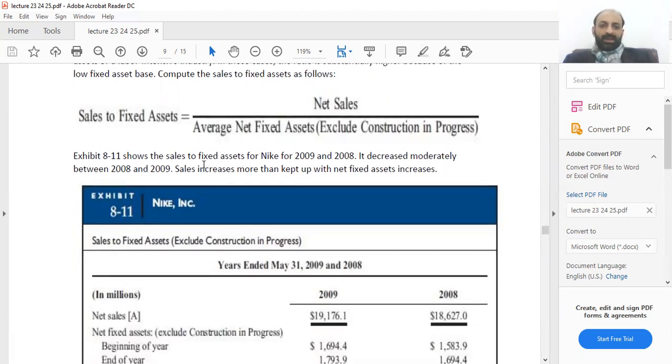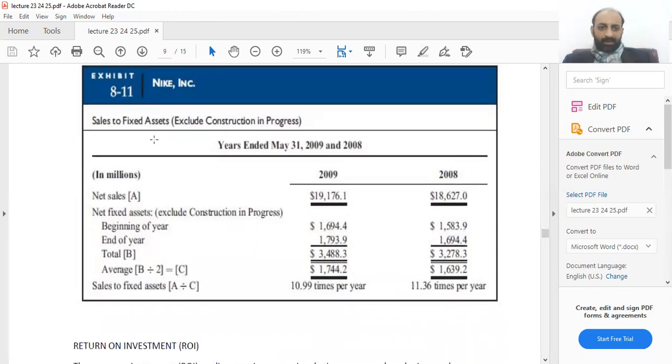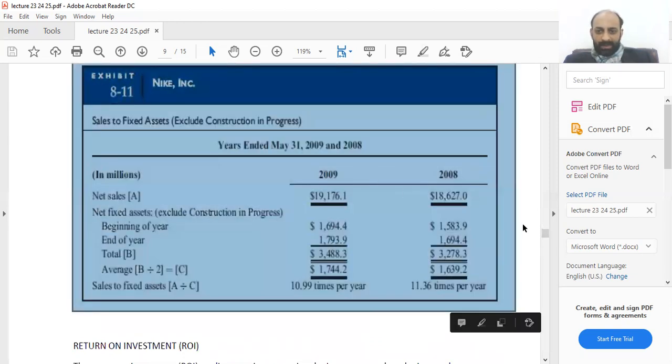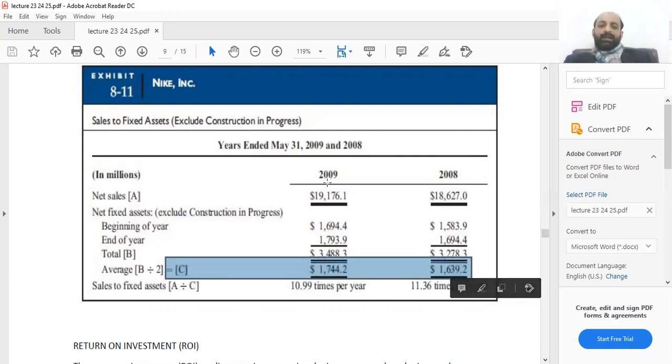Exhibit 811 shows the sales to fixed assets for Nike for 2009 and 2008. It decreased moderately between 2008 and 2009. Sales increases more than kept up with the net fixed assets increases. Now, how do we calculate the sales to fixed assets? We have the net sales figures for both the years, and for net fixed assets we are excluding construction in progress. So we take the beginning balance, we take the end of the year balance, and we calculate the average fixed assets for the year, which does not include construction in progress.